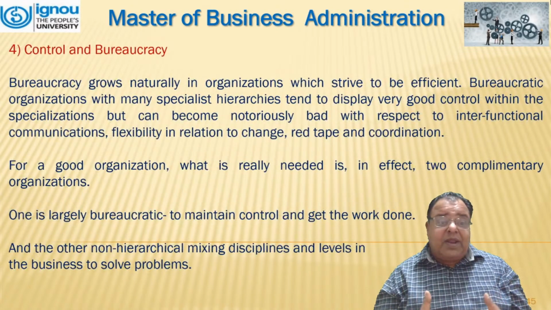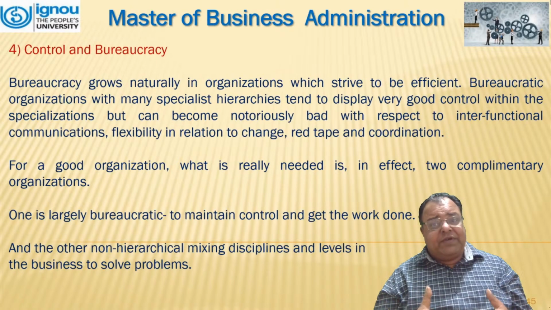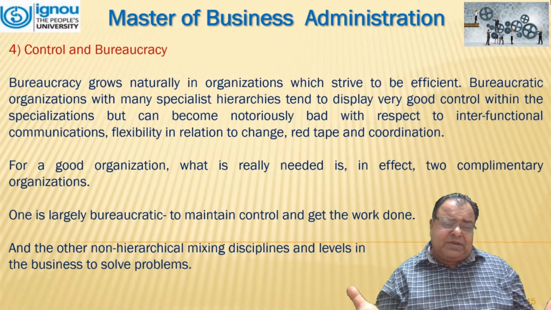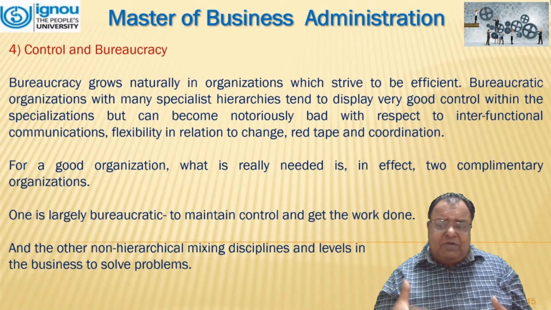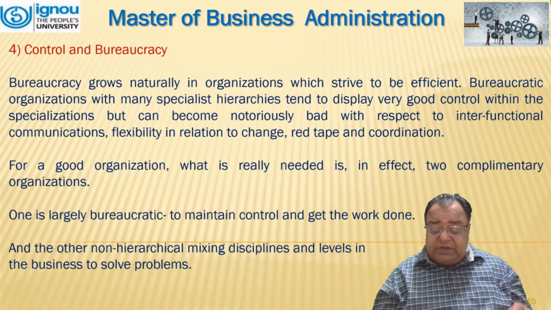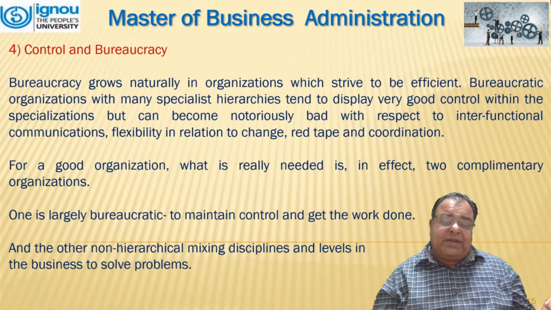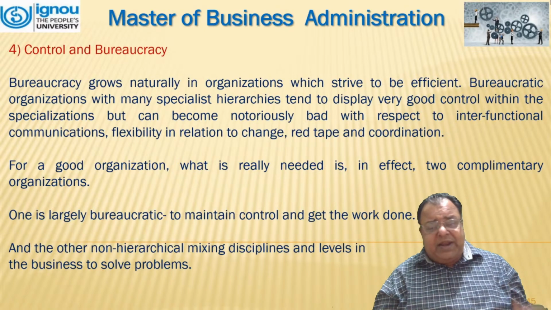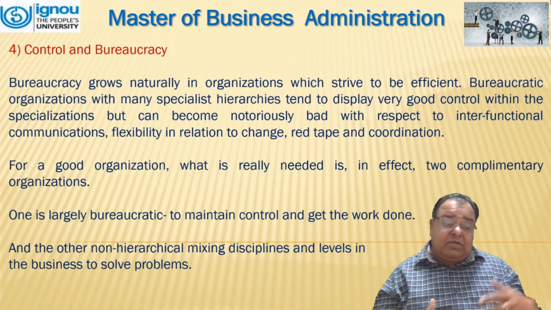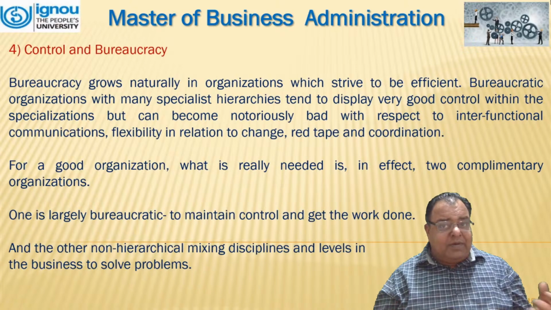Fourth one is control and bureaucracy. Bureaucracy grows naturally in organizations which strive to be efficient. Bureaucratic organizations with many specialist hierarchies tend to display very good control within their specializations, but can become notoriously bad with respect to interfunctional communication, flexibility in relation to change, red tape, and coordination. For a good organization, what is really needed is, in effect, two complementary organizations. One is largely bureaucratic to maintain control and get the work done. And the other is non-hierarchical, mixing disciplines and levels in the business to solve problems.